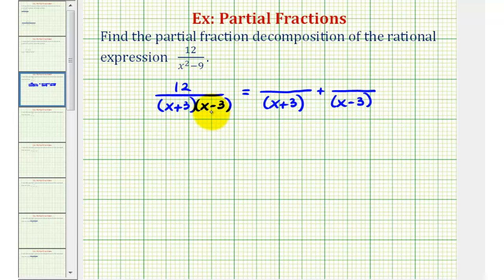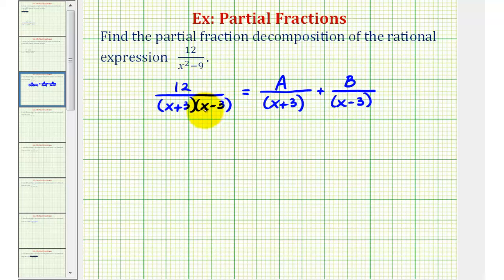Now, if we had repeated linear factors or quadratic factors in the denominator, it would affect how we set these fractions up, which we'll see in future examples. And again, because we have linear factors in our denominator, that means our numerators will be constants, which we don't know the values of right now, so we'll use the variable a for this numerator and b for this numerator. So we're using a single variable for the numerators because we have linear factors in the denominator. And now if we can find the value of a and b, we'll have our partial fraction decomposition.